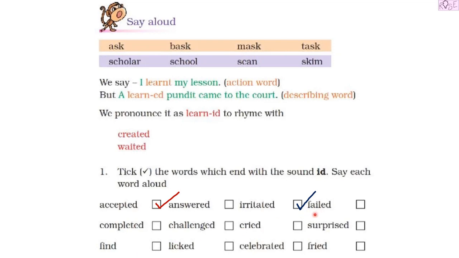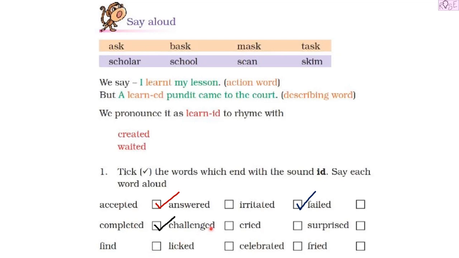Next we have failed. No, it's not failed. It's failed. So it is not ending with the sound id. We will not put a tick here. Next is completed. Completed. Is it ending with the sound id? Yes or no? Absolutely yes. So we will put a tick here as well.